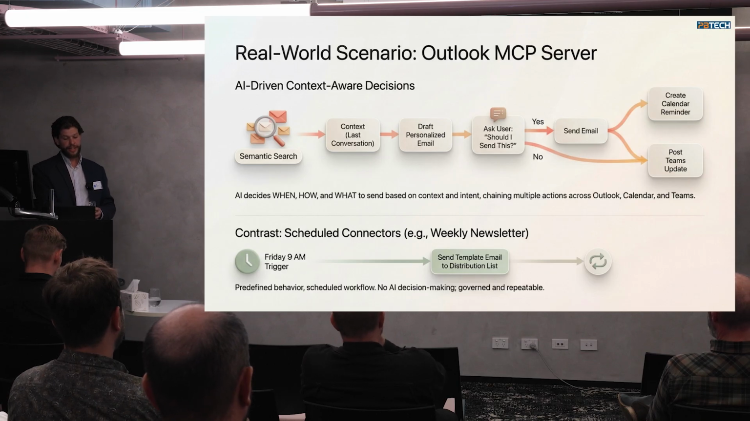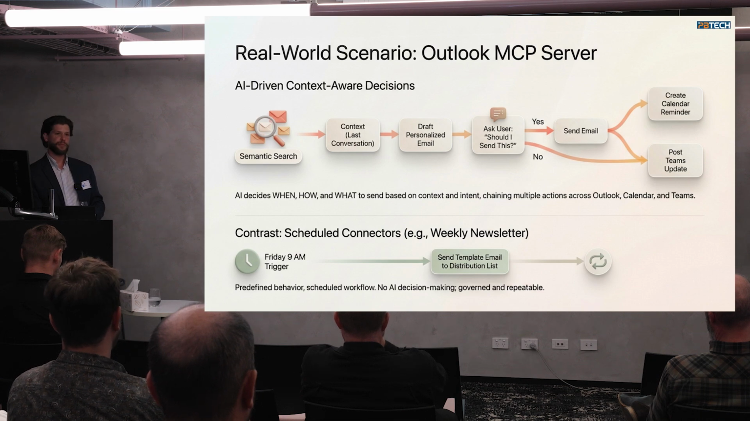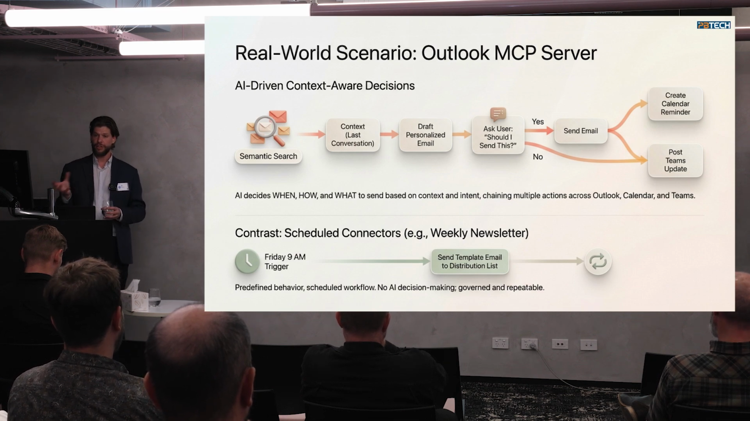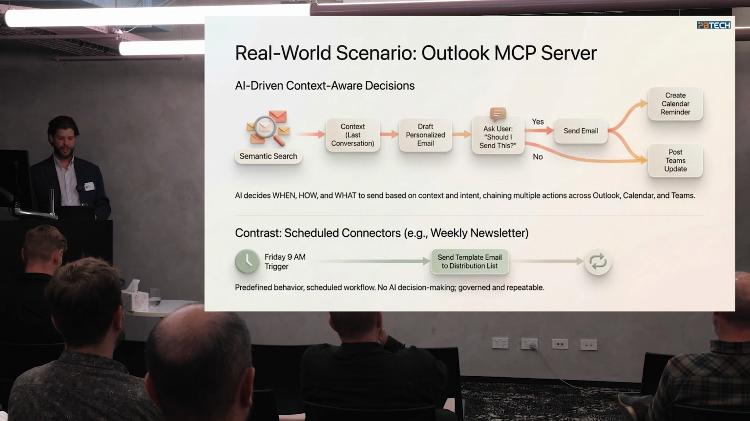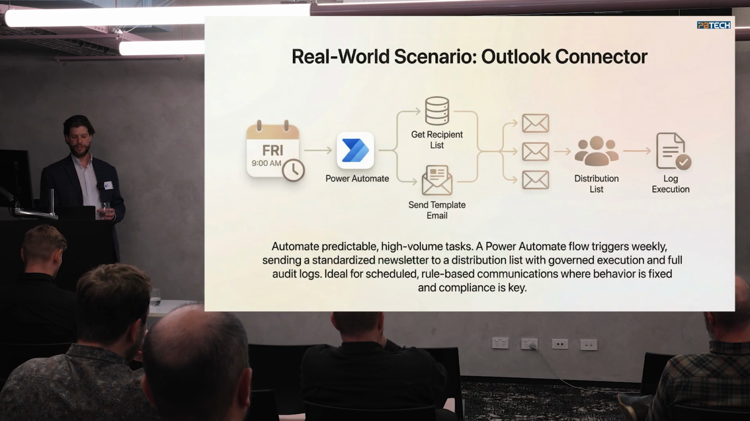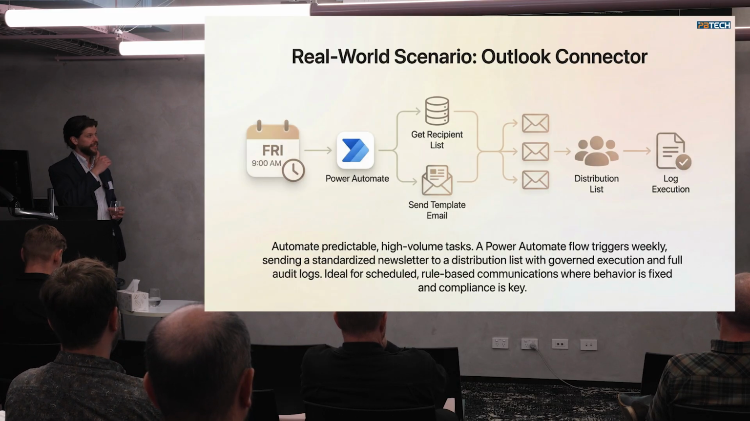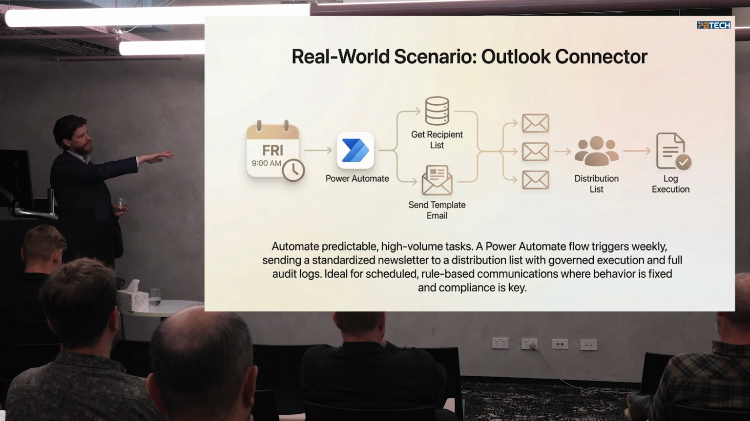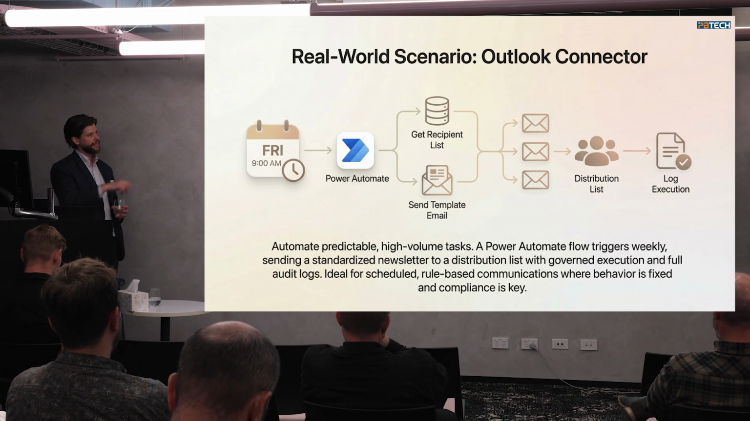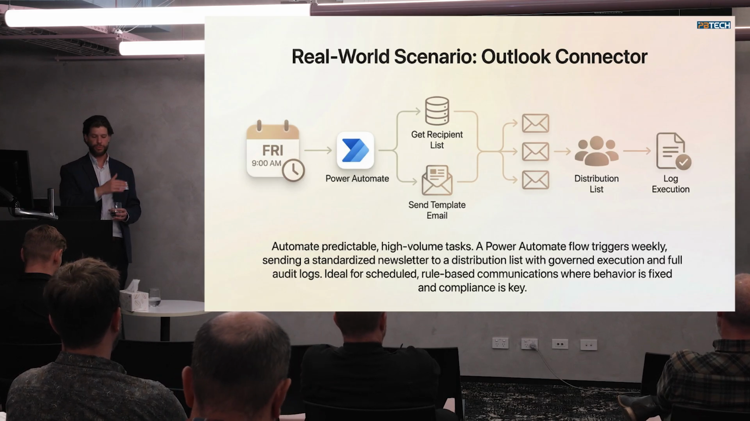And then we can see here, contrast to the connector, this is just a scheduled connector that just runs at 9 a.m., very predefined workflow, and sends a templated email. So hopefully that just shows the power of the connected systems and why MCP is so important at the moment. And then bringing it back to the connector, so let's say you've got a high volume of tasks. It might be that you've just got a Power Automate flow, of course, which you've probably built many already. And that would just send a standardized email template. It will send it to your predefined recipient list and then log an execution. So there's no dynamic nature to it. It's just predefined logical steps.